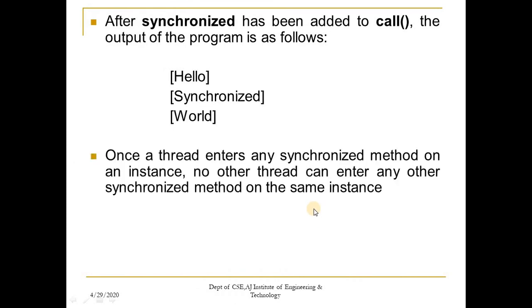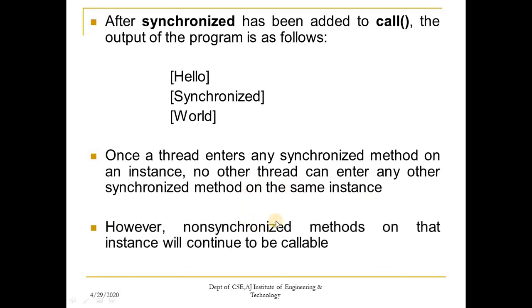Correct? So once a thread enters a synchronized method on an instance, no other thread can enter any other synchronized method on the same instance. However, non-synchronized methods on that instance will continue to be callable. So non-synchronized methods you cannot control, but for a synchronized method only one thread can execute it at a time.